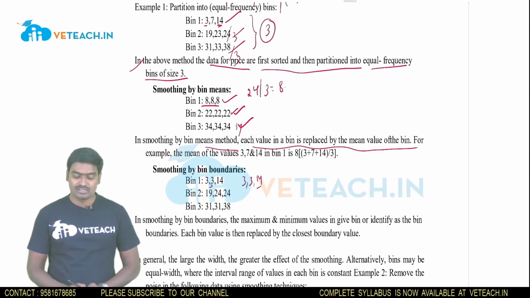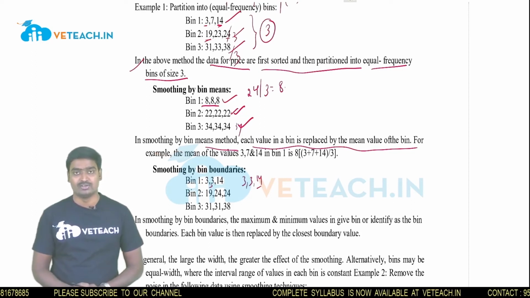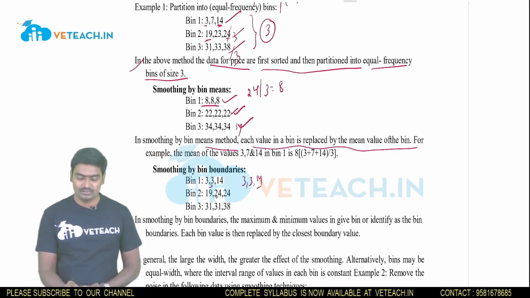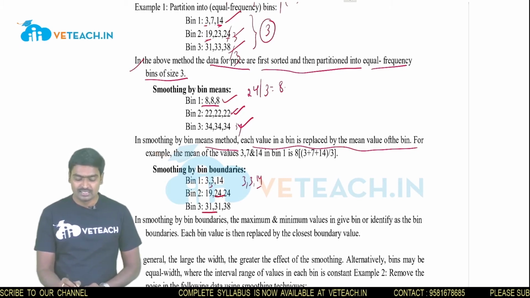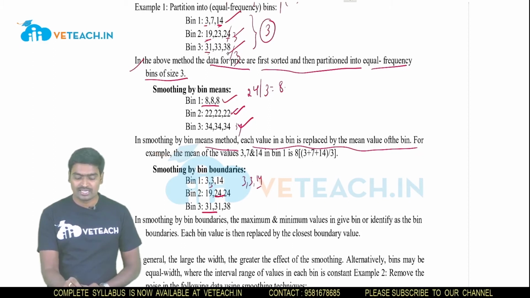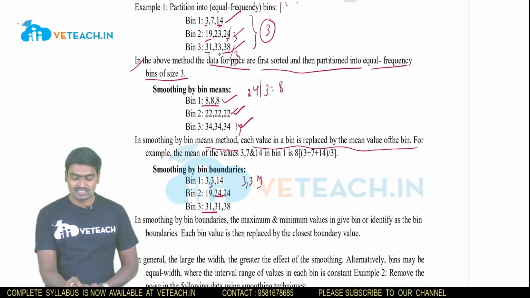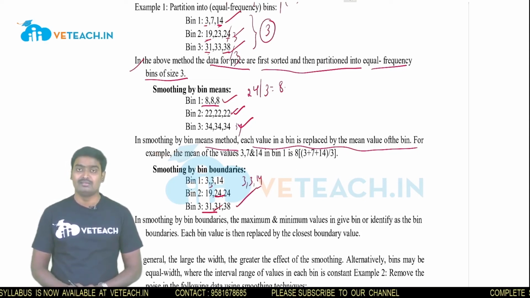What are the boundaries of bin 2? 19 is the first boundary and 24 is the last boundary. In between 19 and 24, is there any value? No, only 24 is the next boundary value. And the next one is bin 3, 31 is the lowest boundary and 38 is the highest boundary. In between these two, what is the nearest boundary? 31. So we can write the smoothing by bin boundaries.